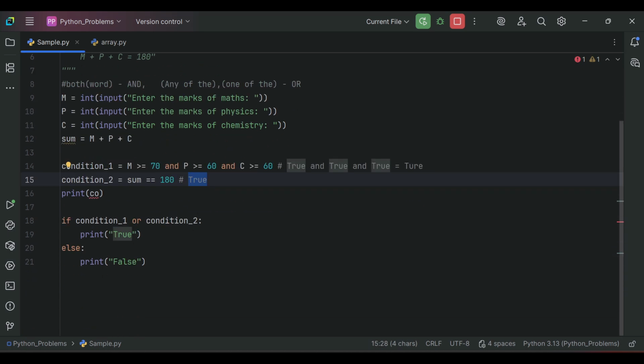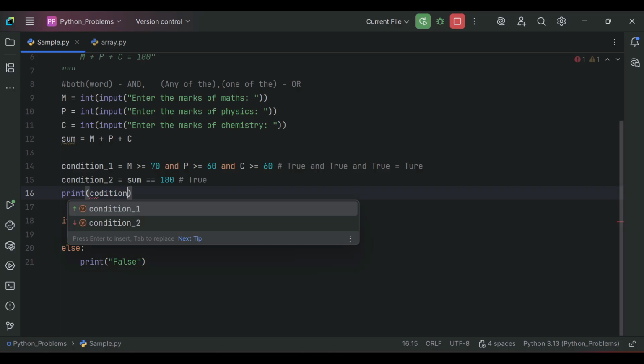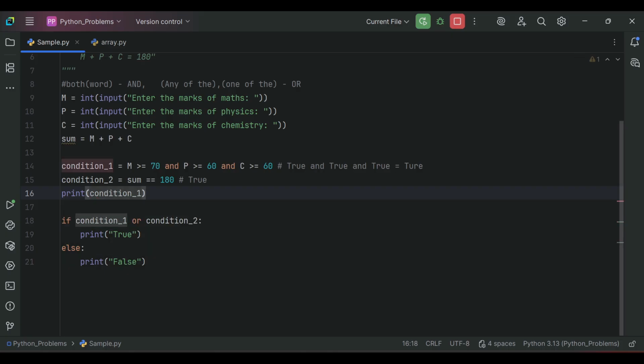See here, for understanding purpose, here I am printing condition 1, and as well as condition 2.